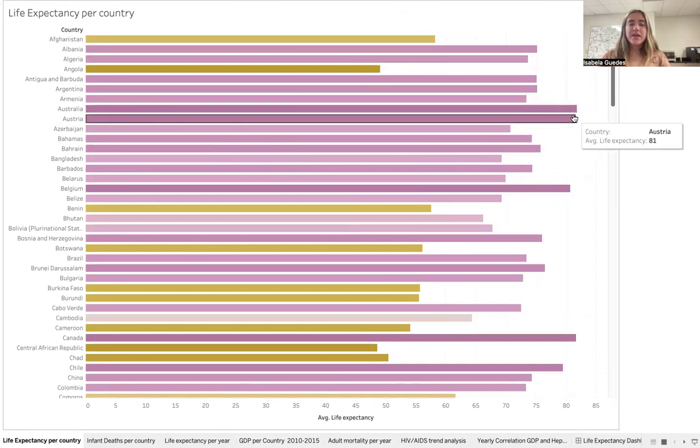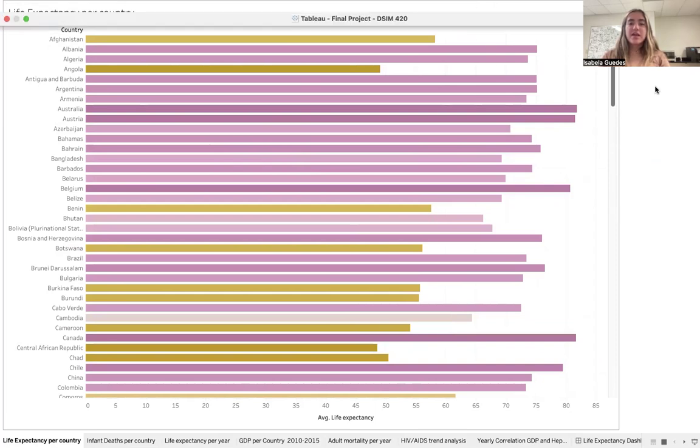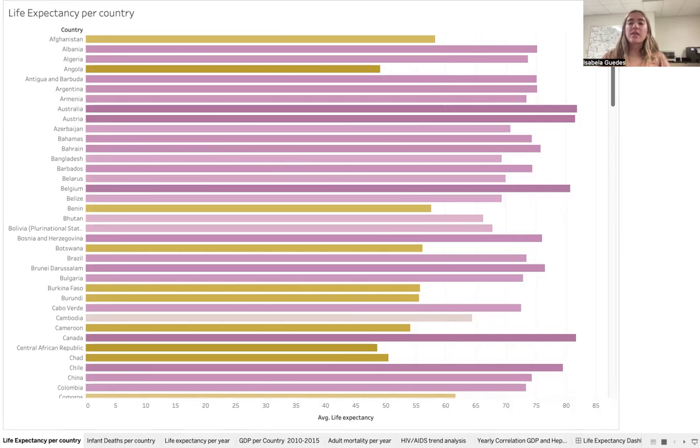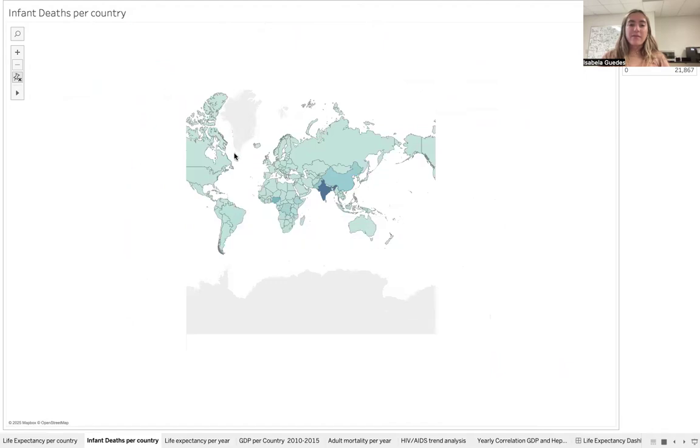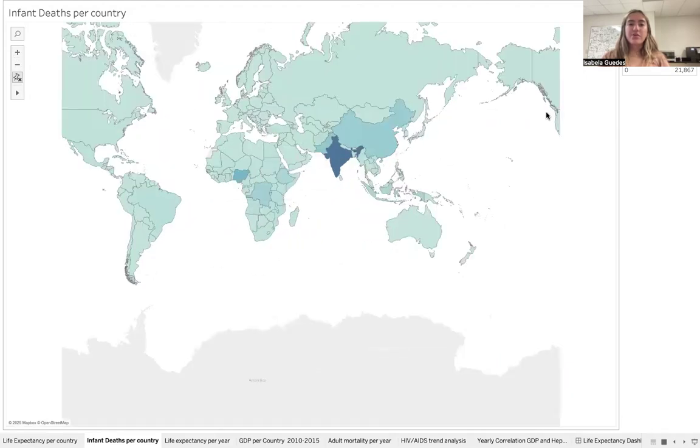It is a bar chart of life expectancy per country. As you can see, the life expectancy goes between 45 and 83. The countries with the lowest life expectancy are in yellow, gold, and the highest are in dark pink. A lot of the lowest are in Africa or Asia, and some of the highest are in Europe or Oceania.